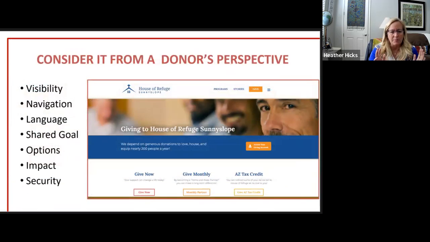You've probably spent a lot of time on your homepage, looking at it from lots of different angles in navigation, but I want to encourage you to go back and look at it from a donor's perspective. Even go back and donate to your organization, $5, $10, $200, whatever you feel led by the Lord. Go through and practice it.